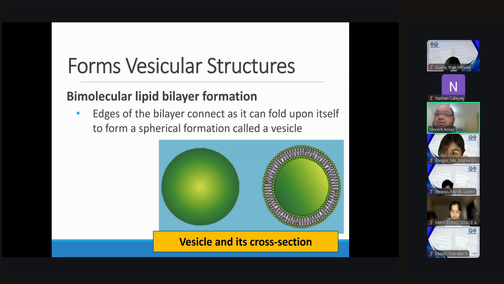So here, they are able to spontaneously form vesicles to protect and satisfy the solubility of both the nonpolar and the polar sides.